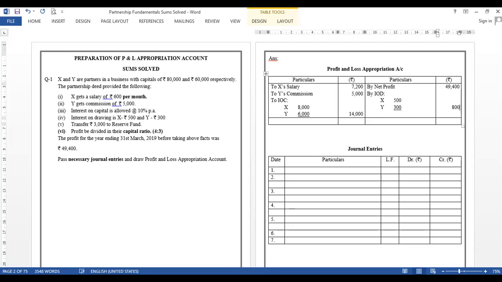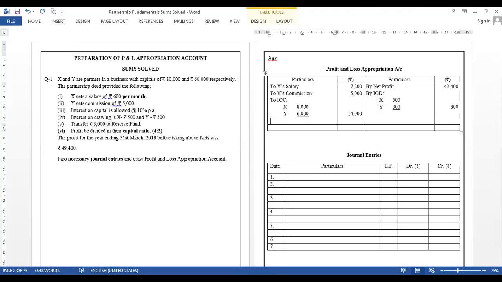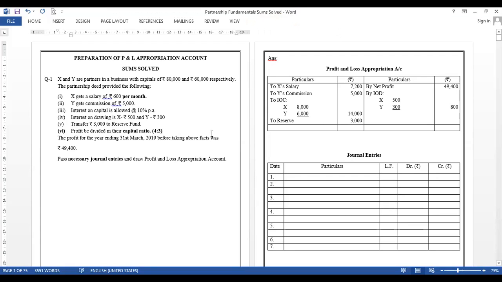We continue. After interest on drawings, next one is transfer rupees 3,000 to reserve fund. Debit side, to reserve. That's very correct. On the debit side, let me write to reserve. How much reserve did I create? 3,000 rupees. So this has its effect here. Finally, profit is to be divided in their capital ratio. Capital was 80 and 60, and we found the ratio as 4:3.